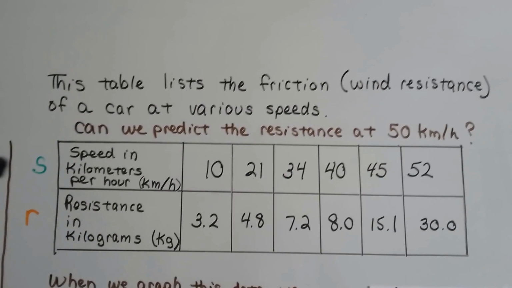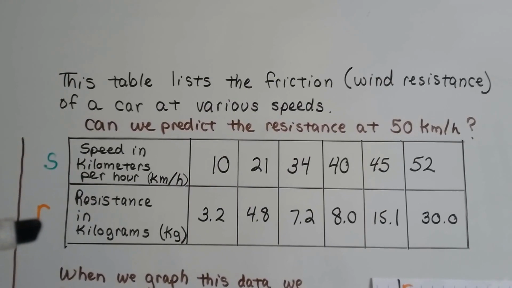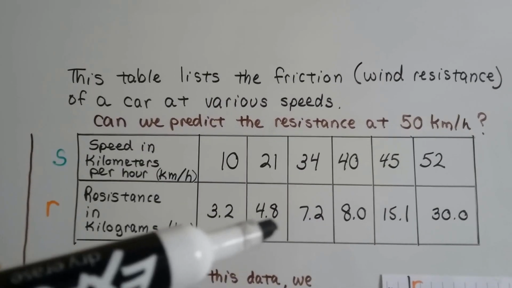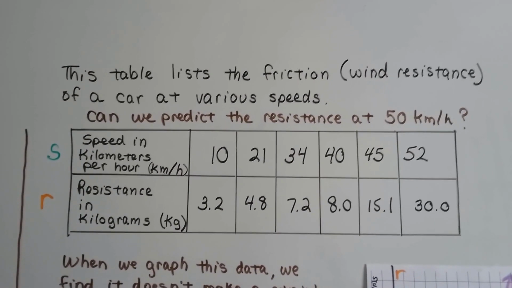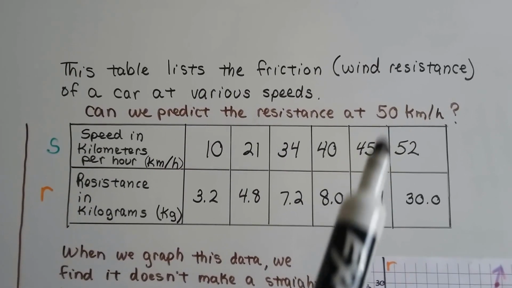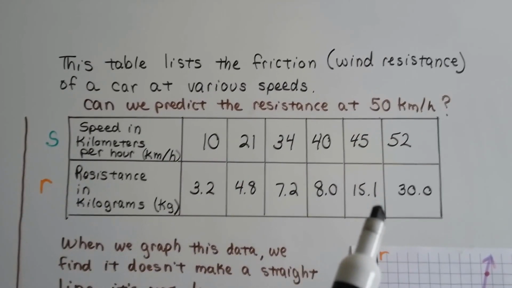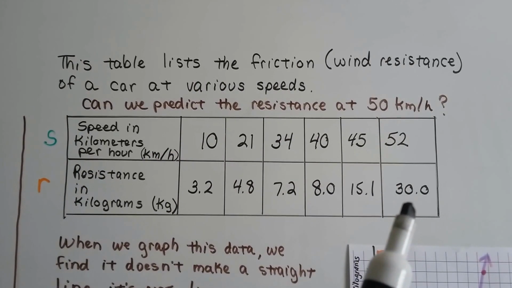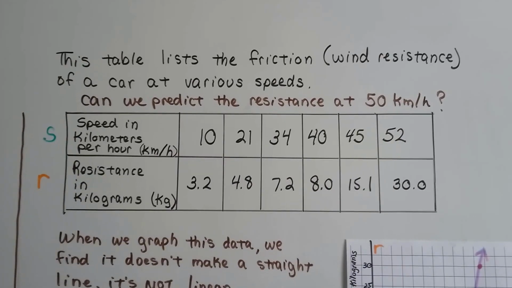So here's our speeds, S, that's going to be our X values, and our resistance in kilograms, that's going to be our Y values as R, and here's our ordered pairs that we can graph as points on the line, okay? And we need to find 50 kilometers, and that's going to be in between here, isn't it? So we know that the resistance is going to be somewhere between 15.1 and 30, because 50 is in between 45 and 52.